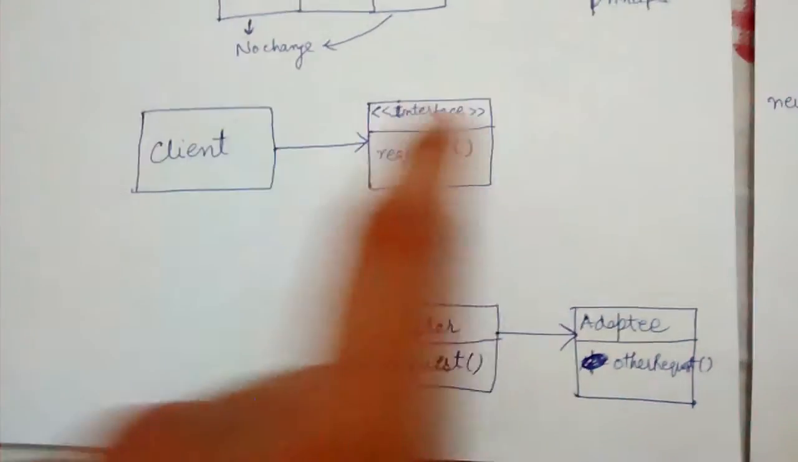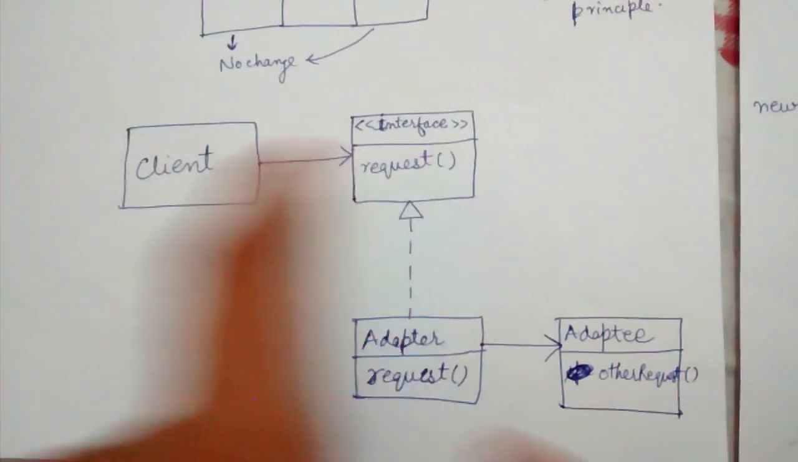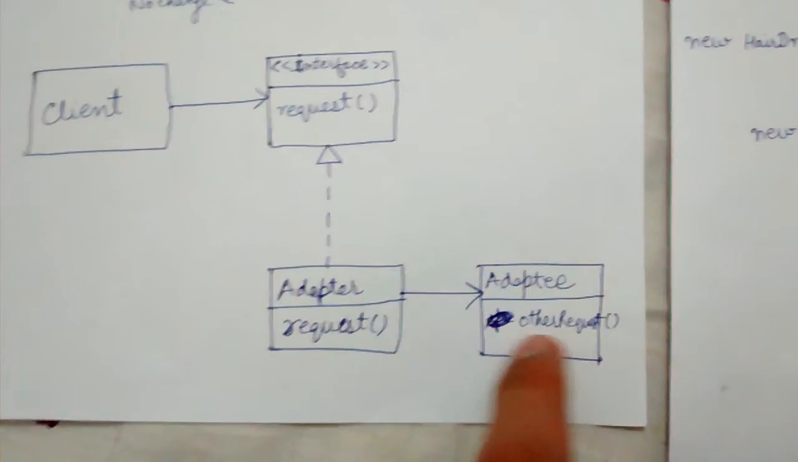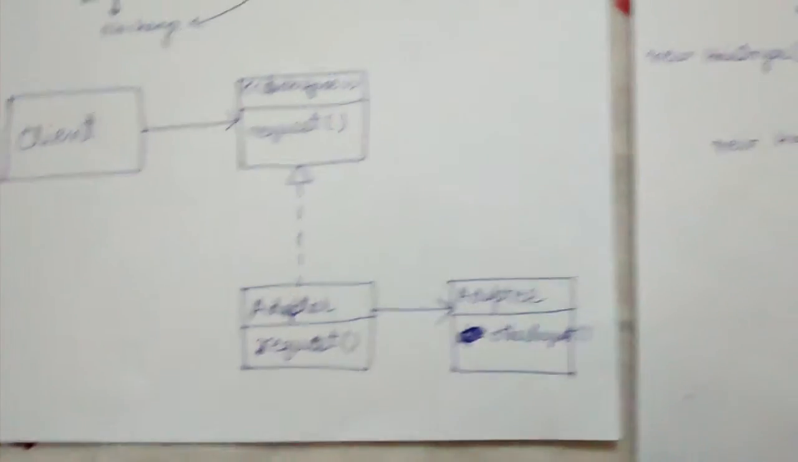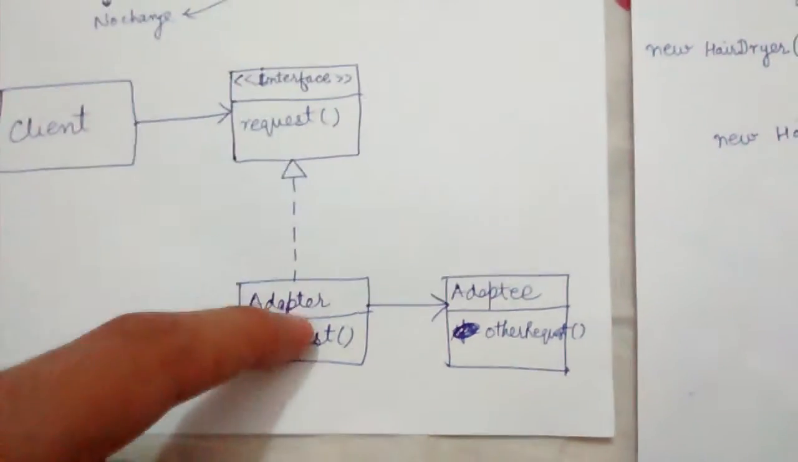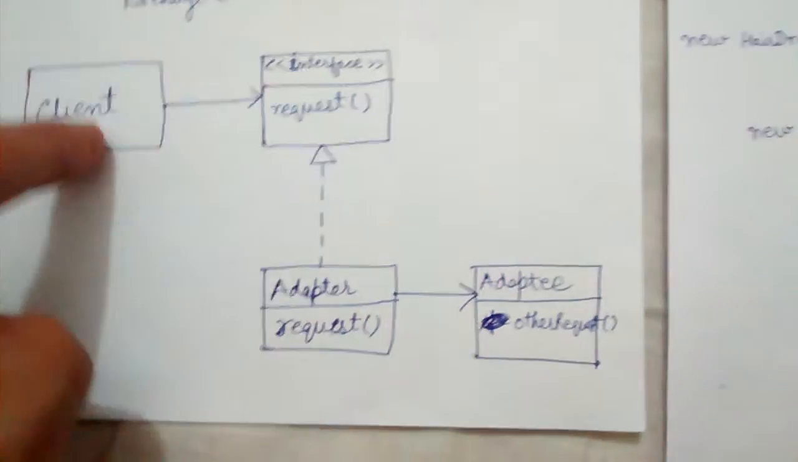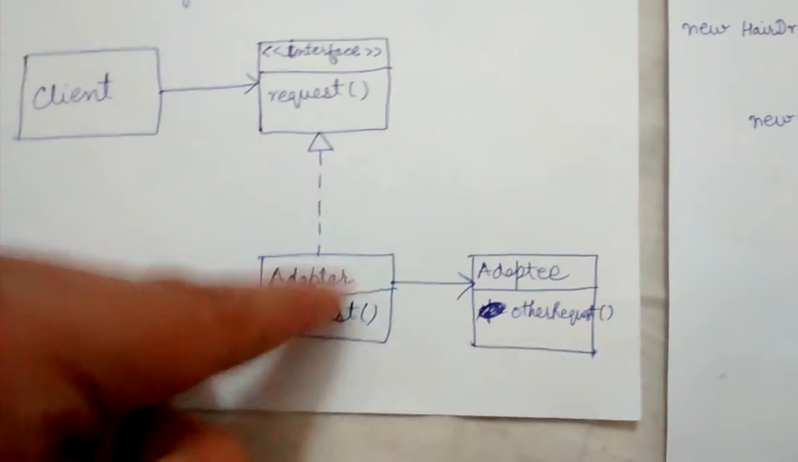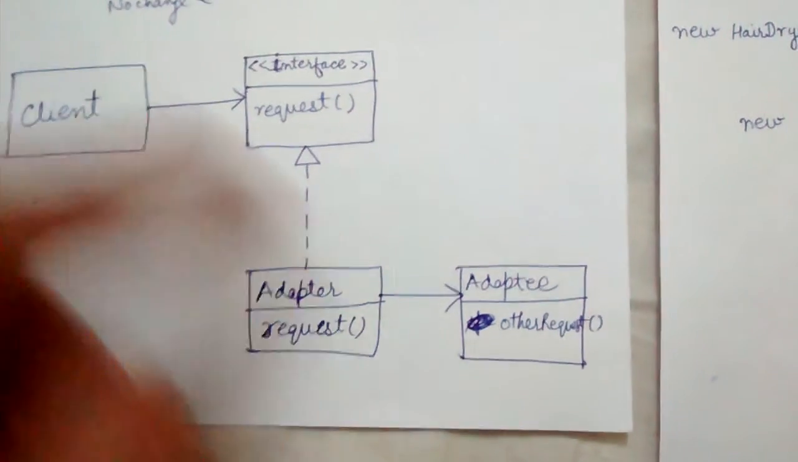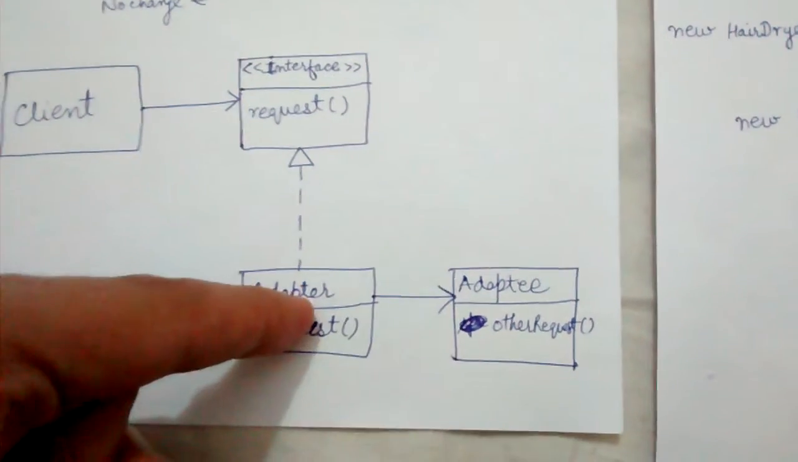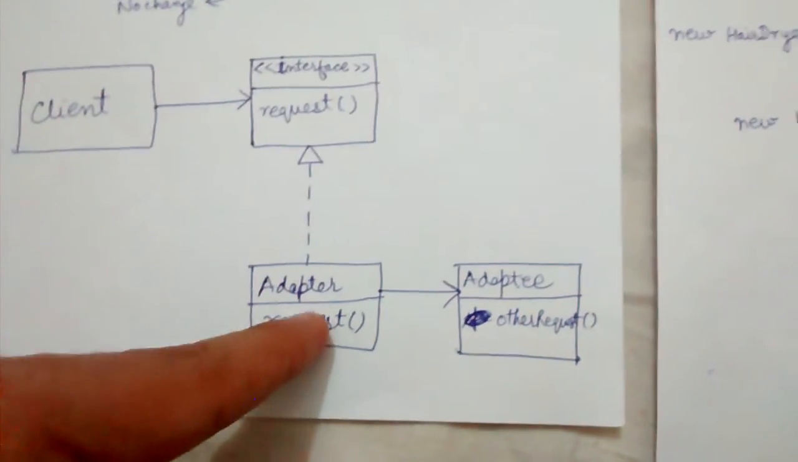So let's now look at the class diagram. A client is familiar with this interface. The client knows that it can call this request method, but then comes the Indian socket with another request method. So we write an adapter which follows this interface which our client is familiar with. Hence this adapter class can be passed in the client's constructor, because our client is well familiar with this interface, and this adapter is implementing this interface.